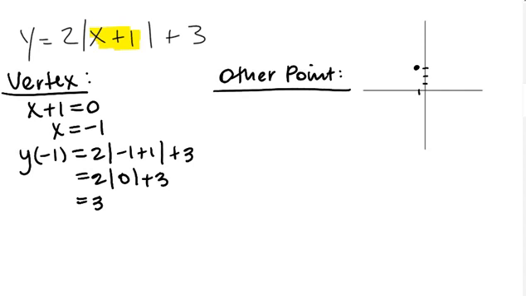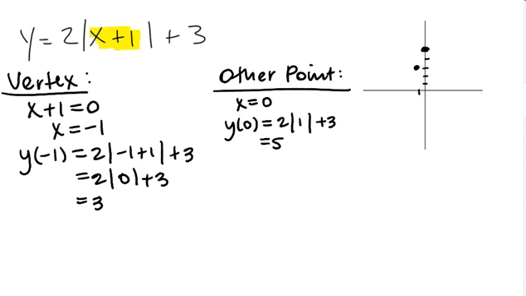Okay, since I haven't done it yet, I'm going to choose x equals 0. I'm always going to choose x equals 0 if it's not where the vertex is. Okay, and then y of 0 is going to equal 2 times the absolute value of 1, which is 2, plus 3 is 5. Okay, so (0, 5).